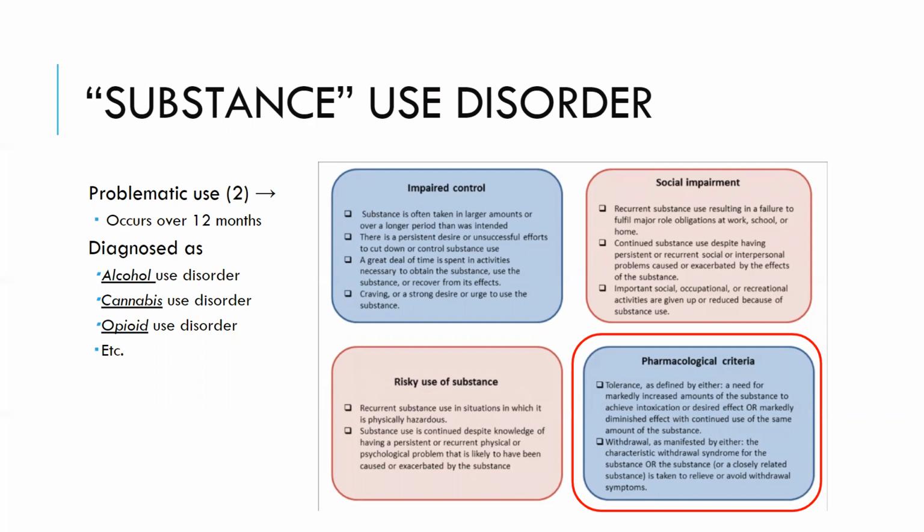So first up, we may see symptoms indicating impaired control. So the substance may be taken in larger amounts or for a longer period of time than initially intended. There may be a desire or unsuccessful efforts to cut down. The person may spend more and more time obtaining, using, and recovering from the drug, or they may develop cravings.